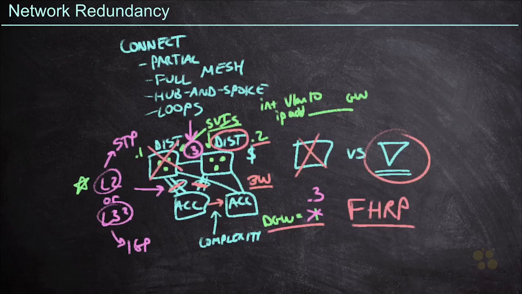FHRPs are extremely important in network design, and we have three main FHRP options that we can choose from. First of all, we have the Hot Standby Router Protocol, or HSRP. Next, we have the Virtual Router Redundancy Protocol, or VRRP. And lastly, we have the Gateway Load Balancing Protocol, or GLBP. And we're going to be covering each one of these in more detail in the coming videos.